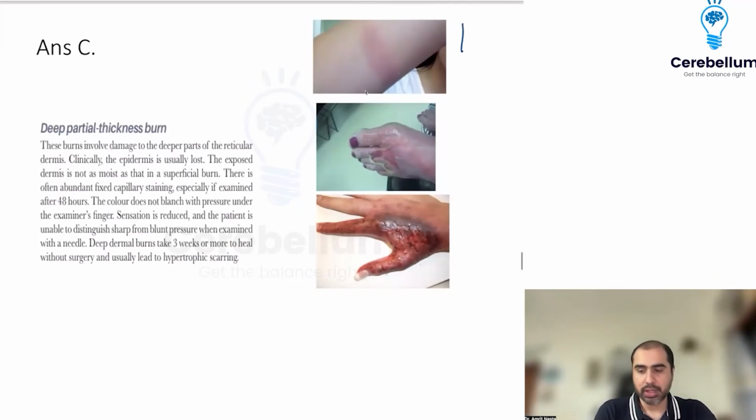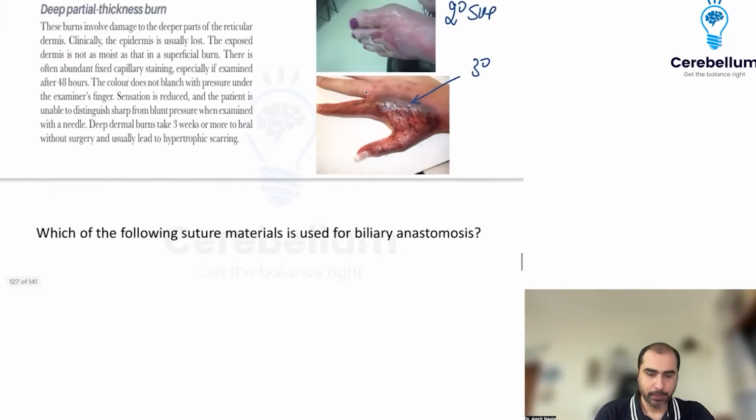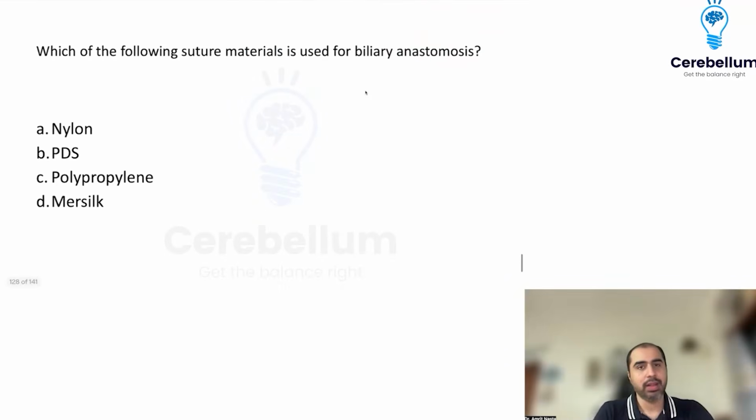So this is first degree. This is superficial partial thickness, second degree superficial. This is black and charred. That is third degree. When is silver sulfadiazine used? For second and third degree burns, you put SSD. First degree burns, you don't have to put anything because they are dry. Only the epidermis is gone.